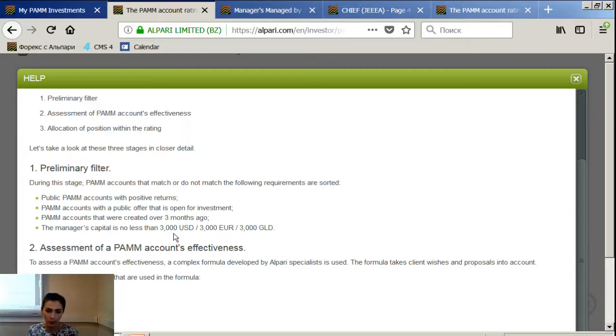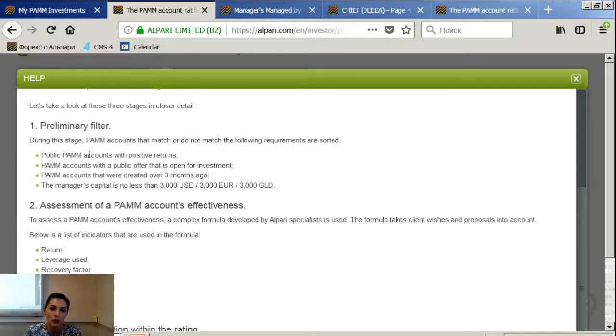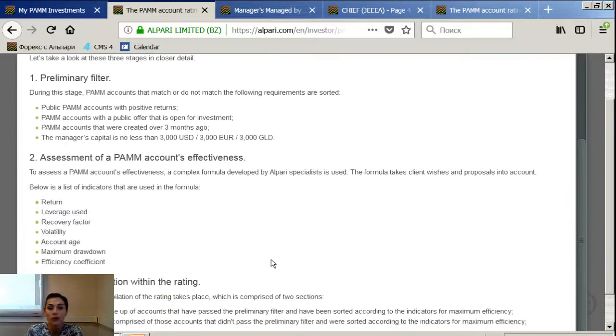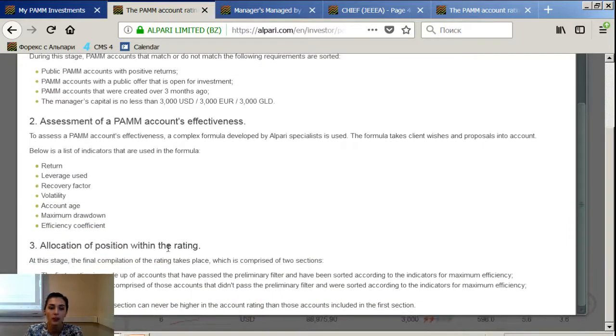So the PAMM account manager's capital could not be decreased; it could be only increased. And this manager's funds can be withdrawn only after liquidation of the PAMM account. Also, these funds are involved in the trade as your investors' money. So after that, the PAMM account, as you see, has the second stage. This is assessment of the PAMM account's effectiveness with all these parameters that we have already discussed. And then the PAMM account gets some position in the rating.